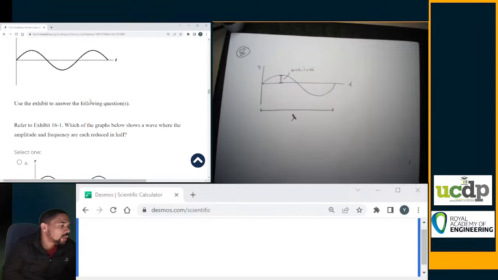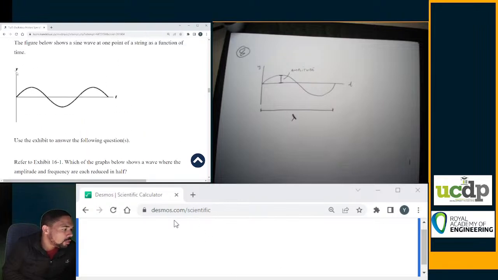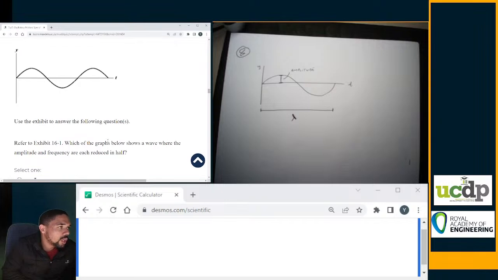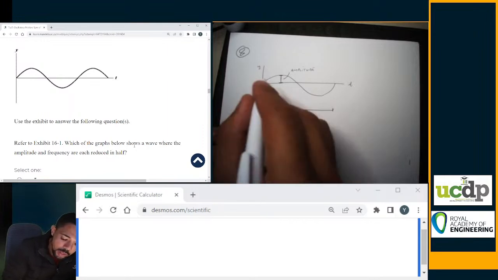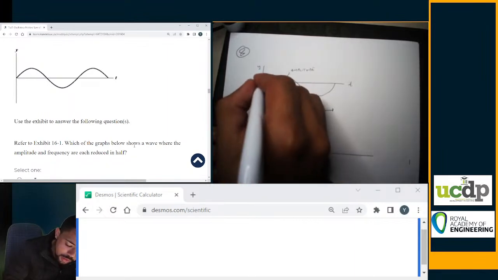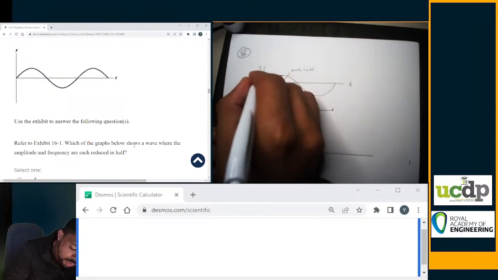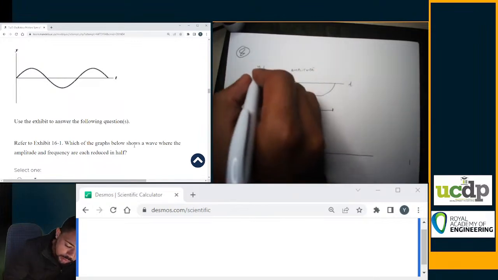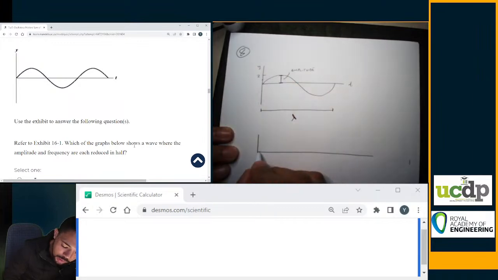It says use the exhibit to answer the following questions, given that particular sine wave. It says refer to exhibit 16.1. Which of the graphs below, it's raining nicely outside, which of the graphs below shows a wave where the amplitude and frequency are each reduced in half? Now if the amplitude is halved, then this wave will look something like this. Let's say that the amplitude is 2, then its new amplitude will be 1 somewhere here, so it'll be closer to the equilibrium.